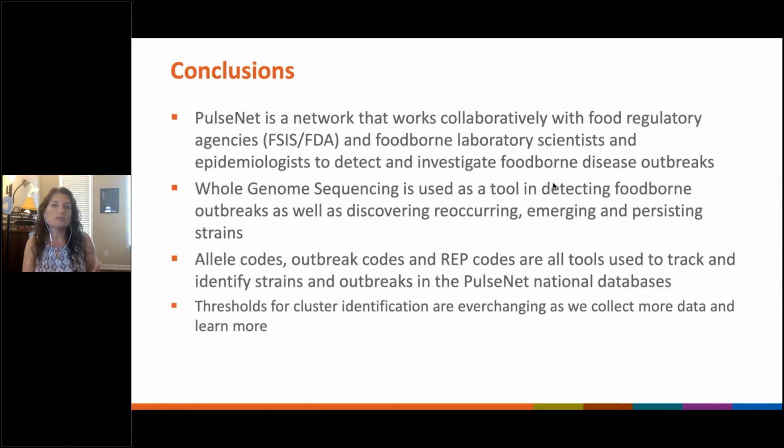So in conclusion, PulseNet is a network that works collaboratively with food regulatory agencies and foodborne laboratory scientists and epidemiologists to detect and investigate foodborne disease outbreaks. WGS is used as a tool in detecting foodborne outbreaks, as well as discovering reoccurring, emerging, and persisting strains, or those rep strains. Allele codes, outbreak codes, and rep codes are all tools used to track and identify strains and outbreaks in the PulseNet national databases. And thresholds for cluster identification are ever changing as we collect more data and learn more.